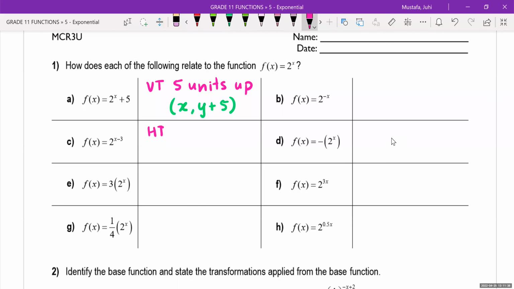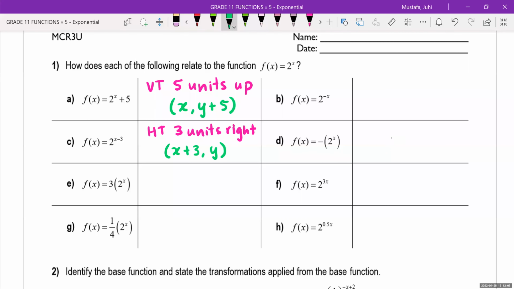So horizontal translation, 3 units to the right. Horizontal translation, will that affect your x or your y? Good. So it's going to be x plus 3, comma y. Okay, and make a note to yourself that even though it's a -3, it changes. Anything in the exponent is going to change, like the sign or whatever.